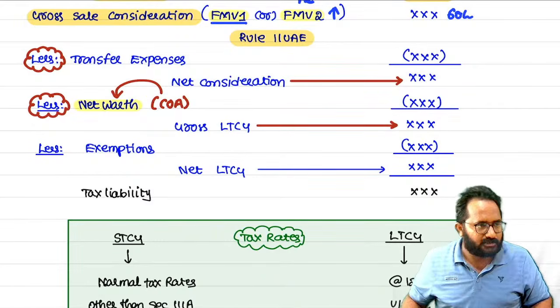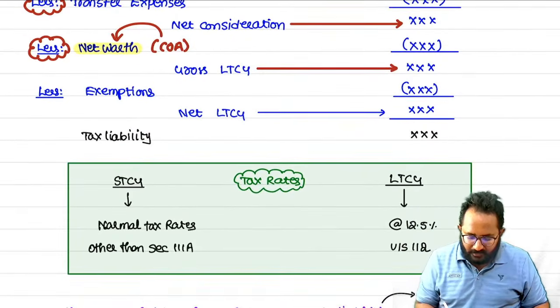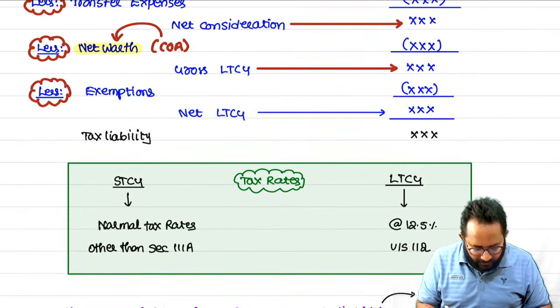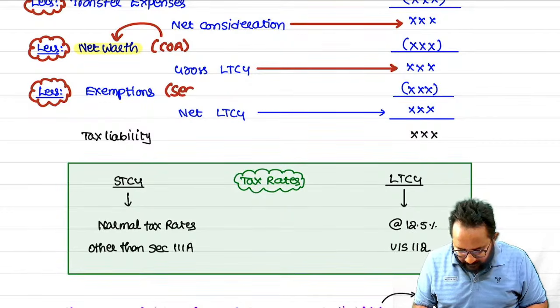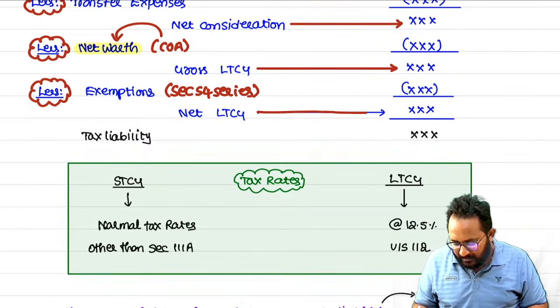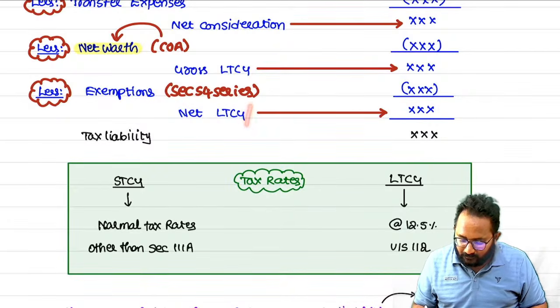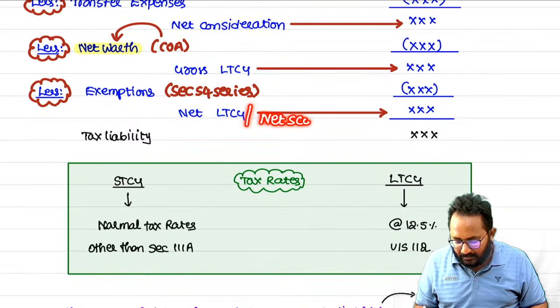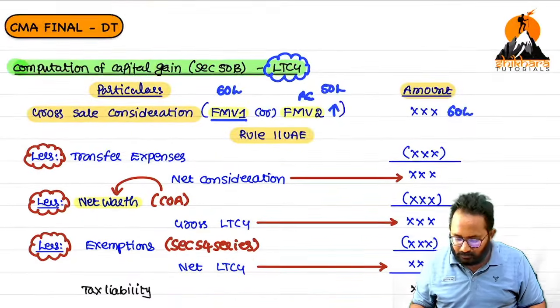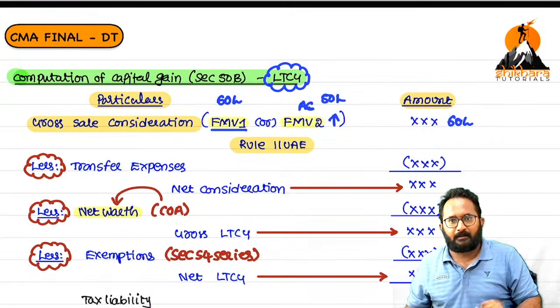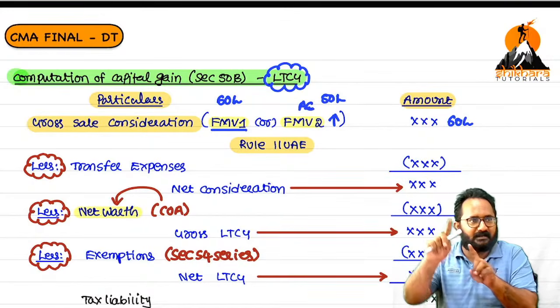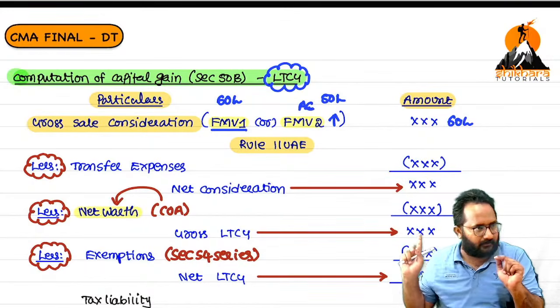Either you can get the gross short term capital gain also. Capital gain exemptions you know already. If you remove the section 54 series exemptions, you will get the net long term capital gain. In some cases, you will get the net short term capital gain also. But why have I written only long term? Because in our example, that is a long term capital asset. Understood? Remember, in capital gain computation related to slump sale, there is no indexation.